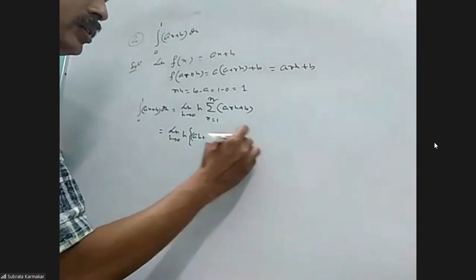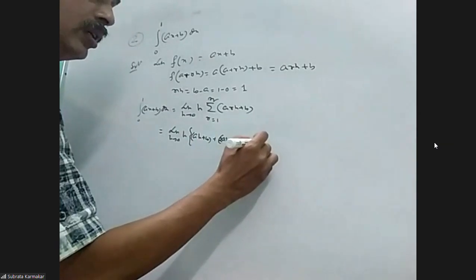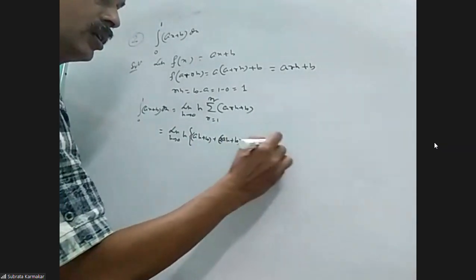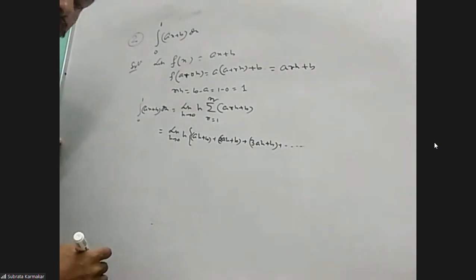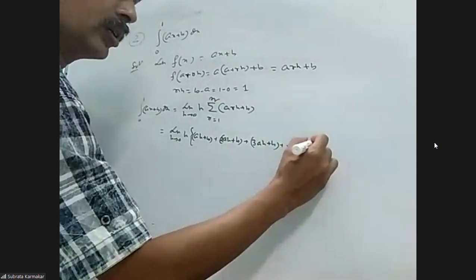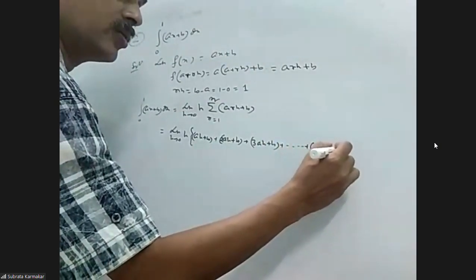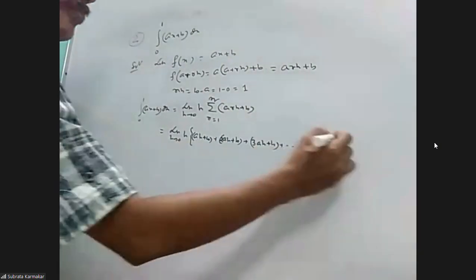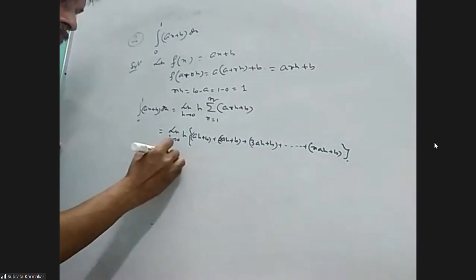Then next 3ah plus b, like this. The last term will be nah plus b. Now limit h tends to 0.